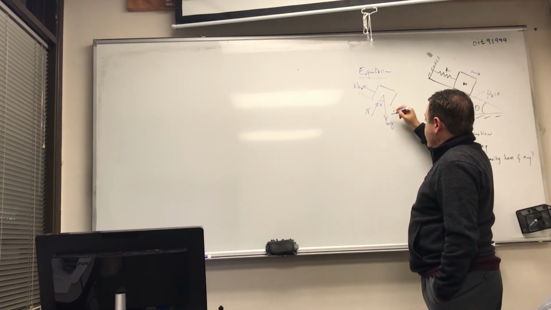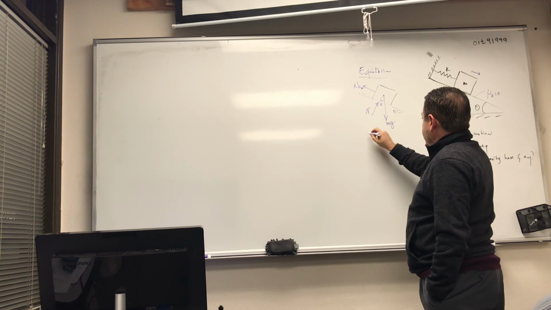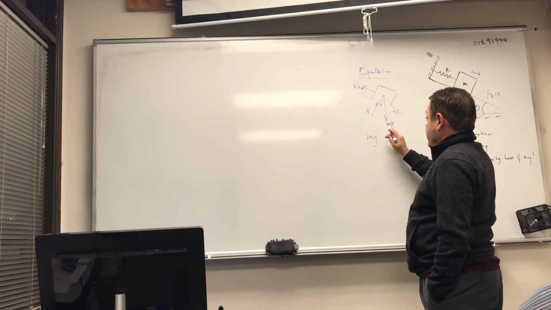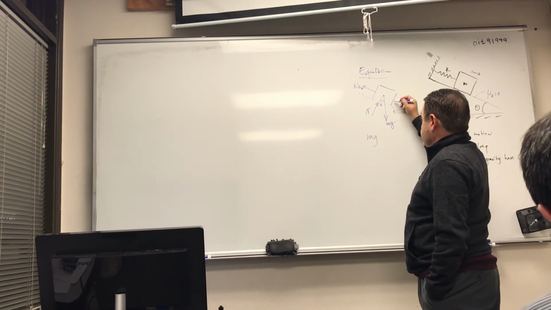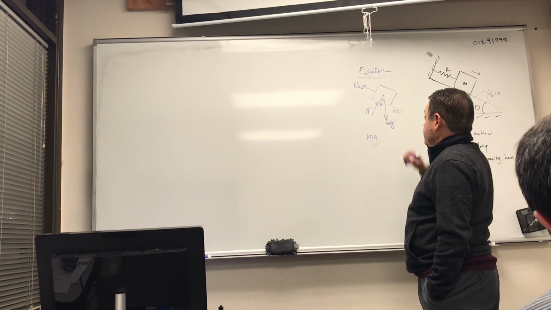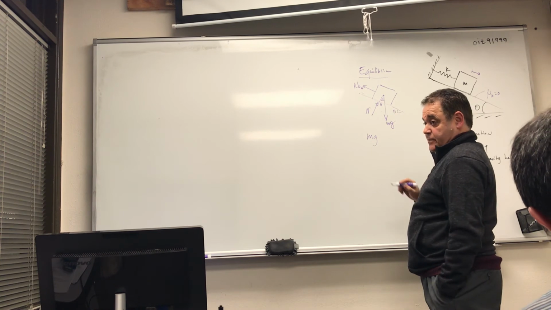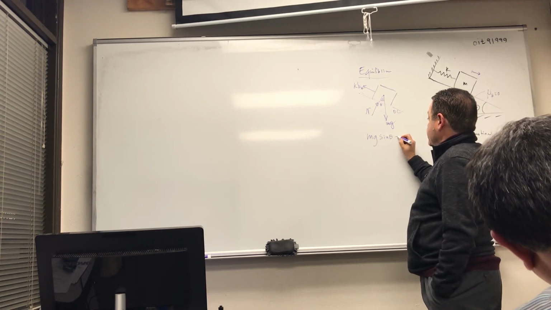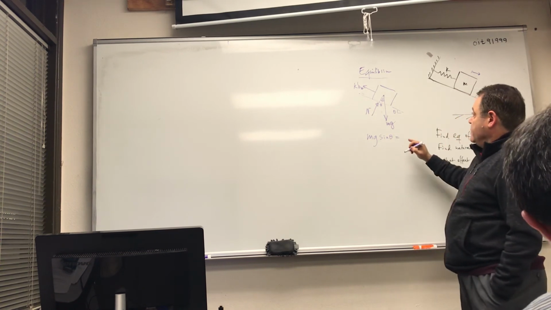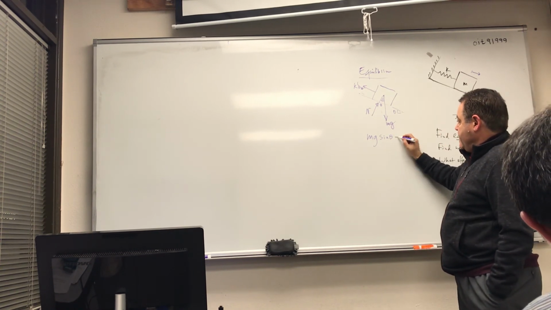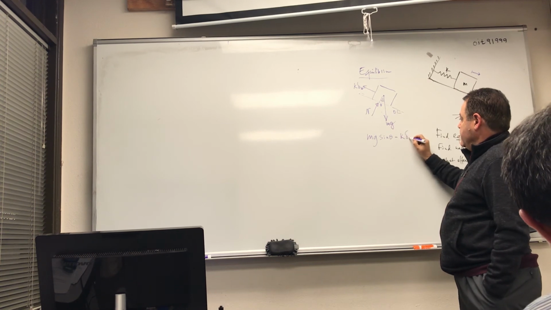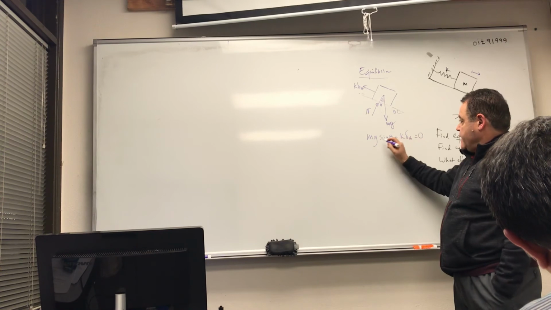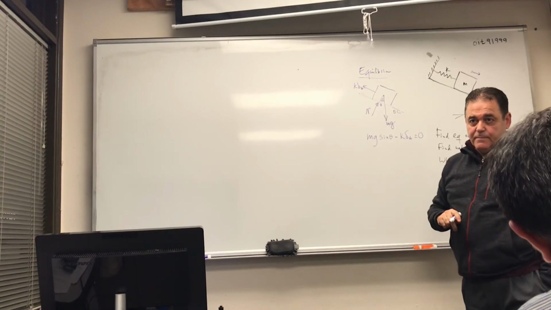What is the component of mg in this direction? mg sine theta, right, in this direction. This is theta. We good? Okay, mg sine theta better be equal to, or minus k delta st, right? Is equal to zero. Meaning that k delta st is equal to mg sine theta.